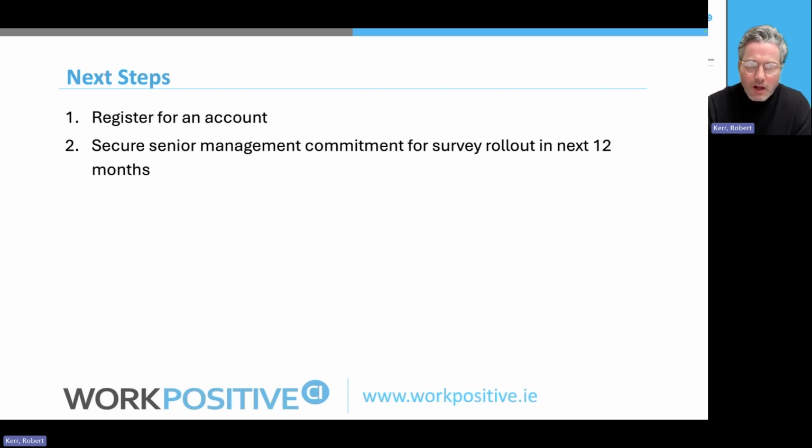Also, I would focus on starting to secure senior management commitment for the survey rollout in the next 12 months. Again, you're looking at developing the business case and mitigating any concerns that managers may have, and just trying to take the whole thing forward. And again, there are clear benefits. It's free, so there's basically no reason not to, and research is linking these findings to important performance metrics in Irish organizations. So from a business case scenario, it's a very strong case that this is something we should all be doing within every organization.